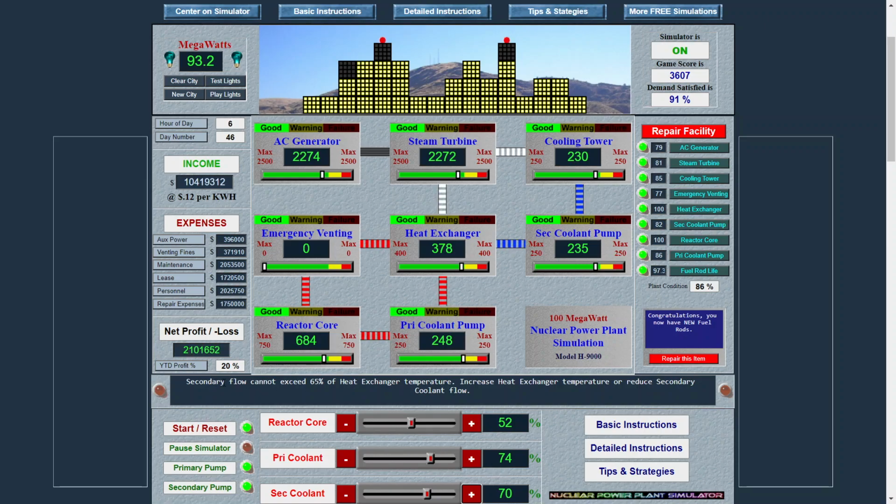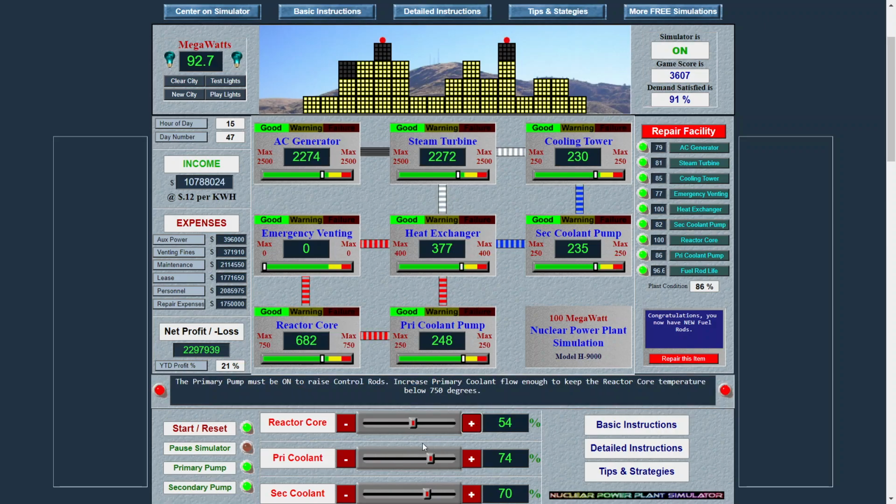What does it mean? How to compare flow with temperature? Secondary flow cannot exceed 65% of heat exchanger temperature. I don't really understand this statement here. Increase heat exchanger temperature or reduce secondary coolant flow. Secondary coolant pump. I don't understand this. It makes no sense. I guess I'm missing the point. It means something else.